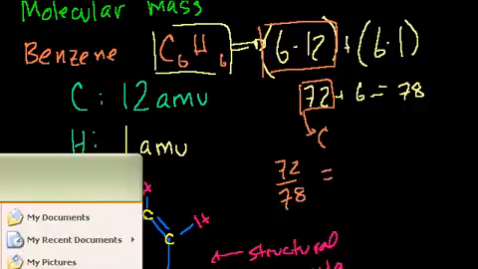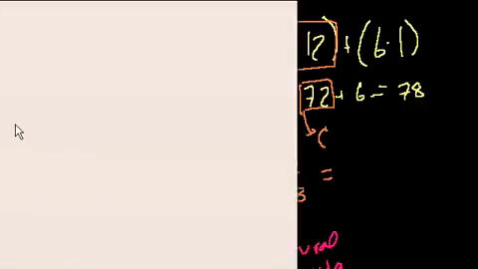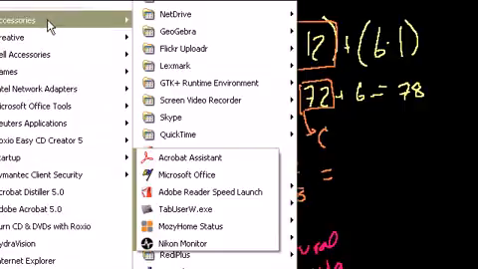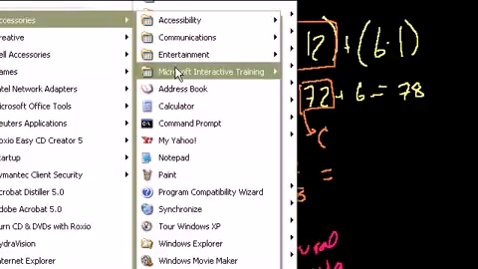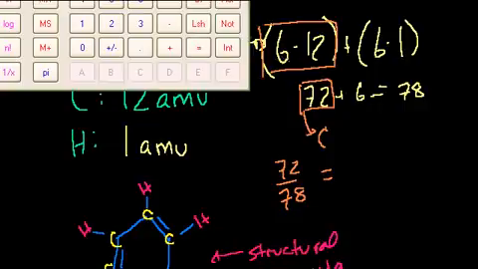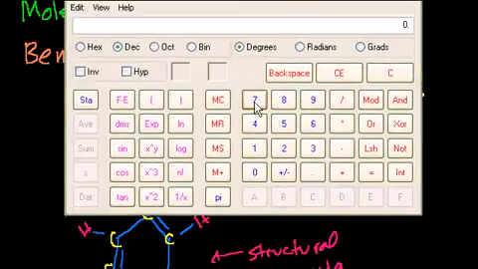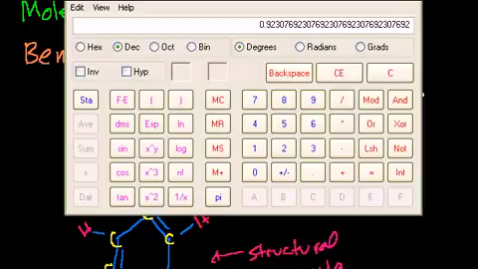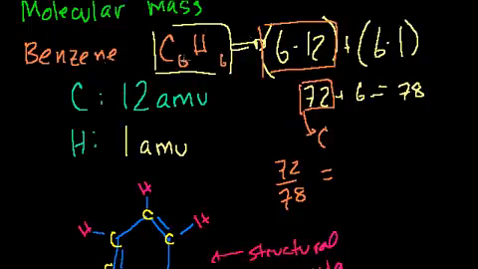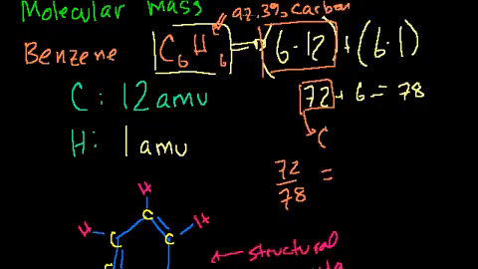Let me get a calculator going. I should have had my calculator open ahead of time. Calculator. There you go. All right. So 72 divided by 78 is equal to 92.3%. So benzene is 92.3% carbon by mass. And of course, the remainder, the 7.7%, is going to be hydrogen.